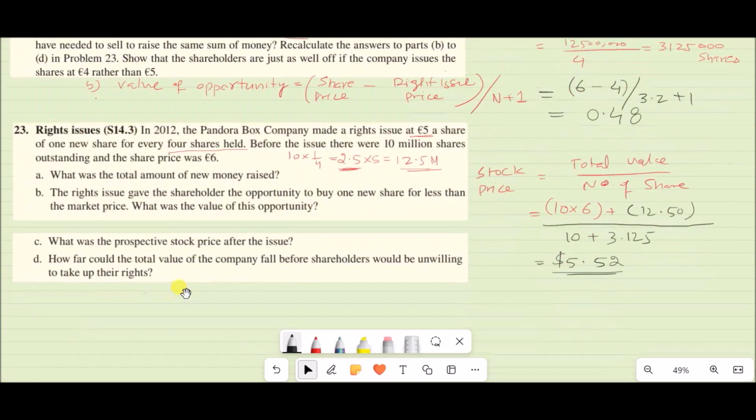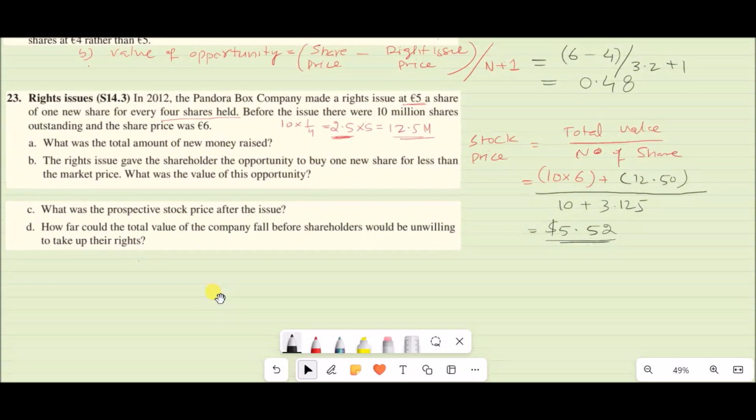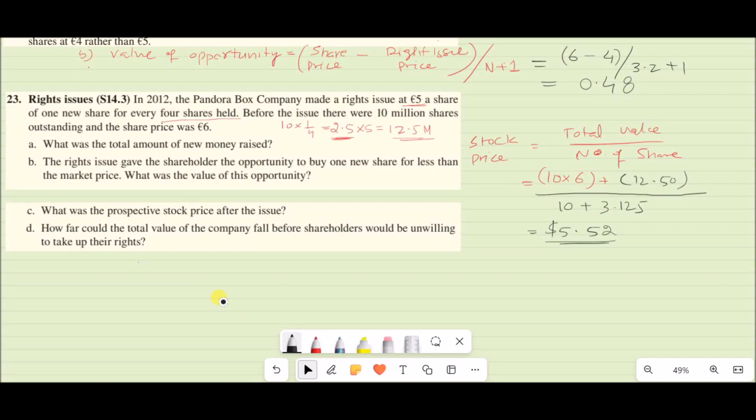Another thing it requires is how far the total value of the company could fall before the shareholders would be unwilling to take the new issue. So part D is how far it could fall. The total number of shares is 10 million and the new issue is priced at 4, then the value will be 40 million if nobody is willing to buy this share.